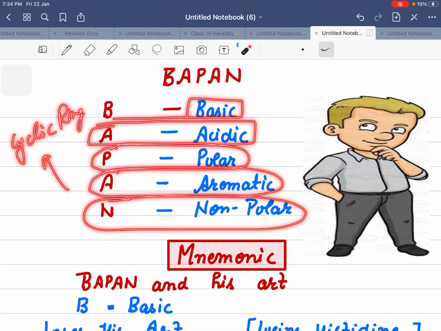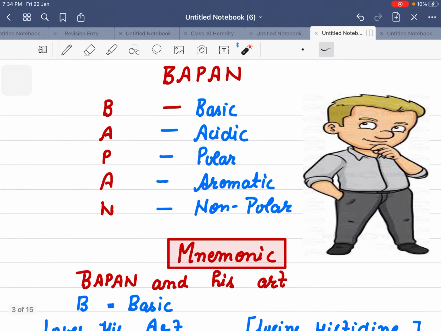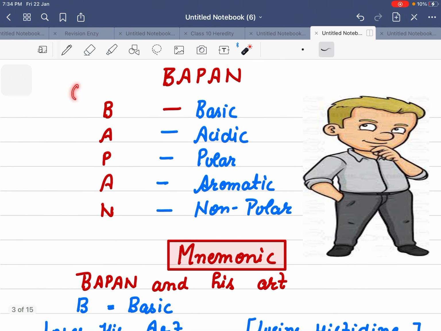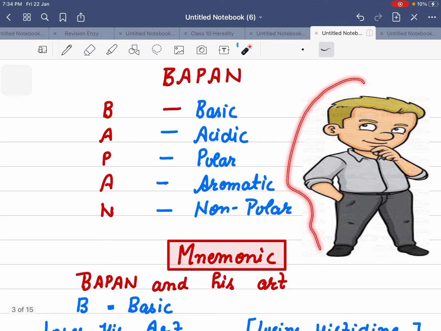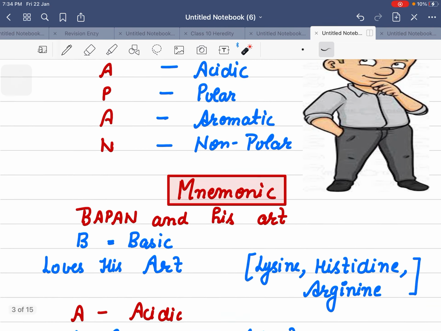They can be non-polar also. Now, lots of classification, lots of amino acids, how to deal with them. 20 amino acids we have to deal with. So we are going to first talk about the story of this boy whose name is Bapan.